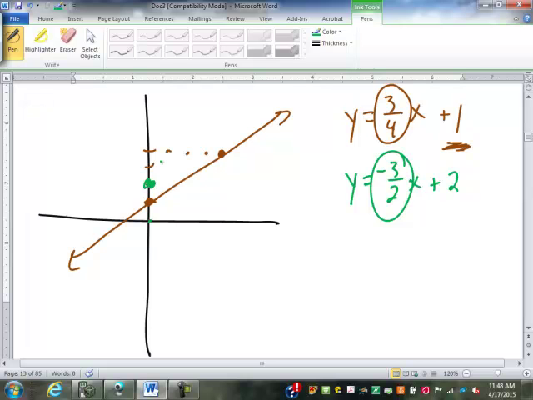The run, we try to always go left to right in the positive direction. So -3/2 means we're going to go down 3. 1, 2, 3. And then we're going to run over 2. It's a negative slope. As we go from left to right, the graph should always go down.